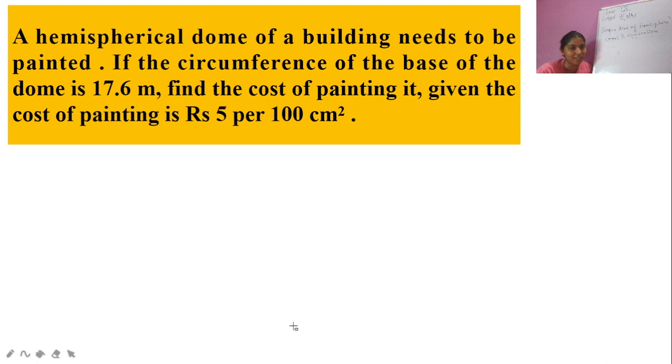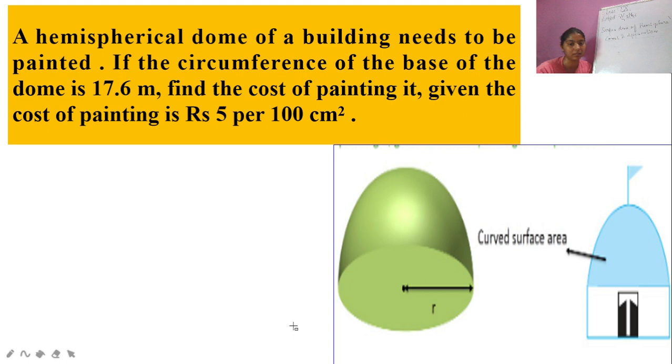Now students, come forward. There is one question. A hemispherical dome of a building needs to be painted. So you have to paint the domes which you see in this building. The circumference of the base of the hemisphere is given, so you have the circumference of a dome. The circular part at the bottom has a circumference given to us. Now students, you have to find the cost of painting, and the cost of painting per centimeter square is given to you. So we need to calculate the area.